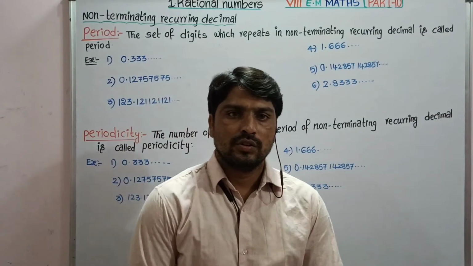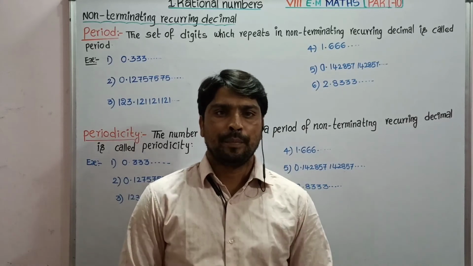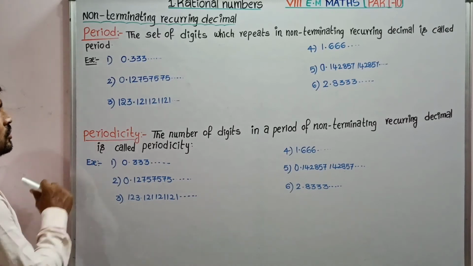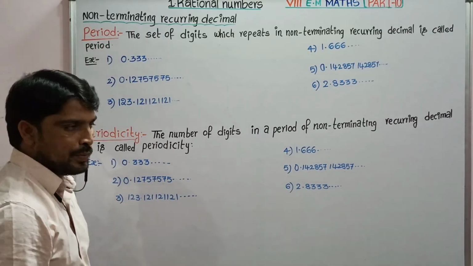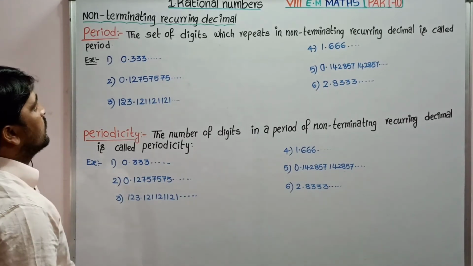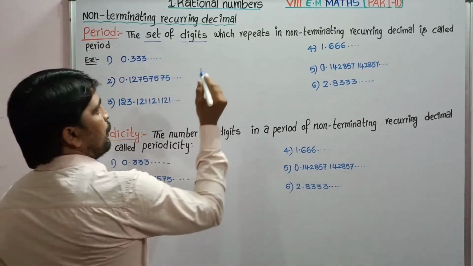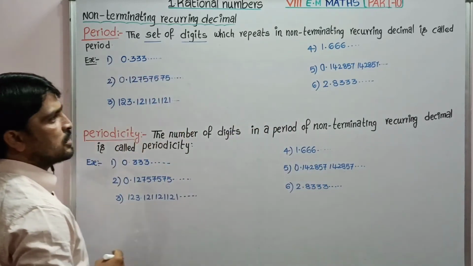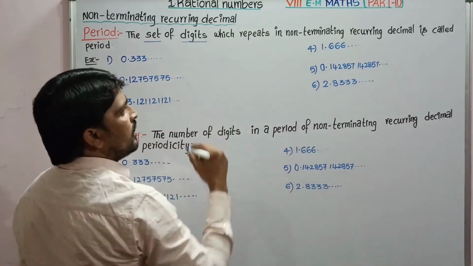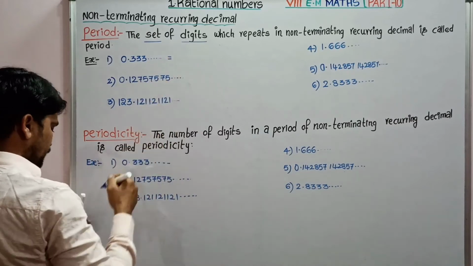Okay. Next, one more important concept of non-terminating recurring decimal, that is period and periodicity. Period and periodicity exist for non-terminating recurring decimals only. Let us see what is period. Period is the set of digits which repeats in a non-terminating recurring decimal. The set of digits which repeats in a non-terminating recurring decimal is called period. Yes, examples.